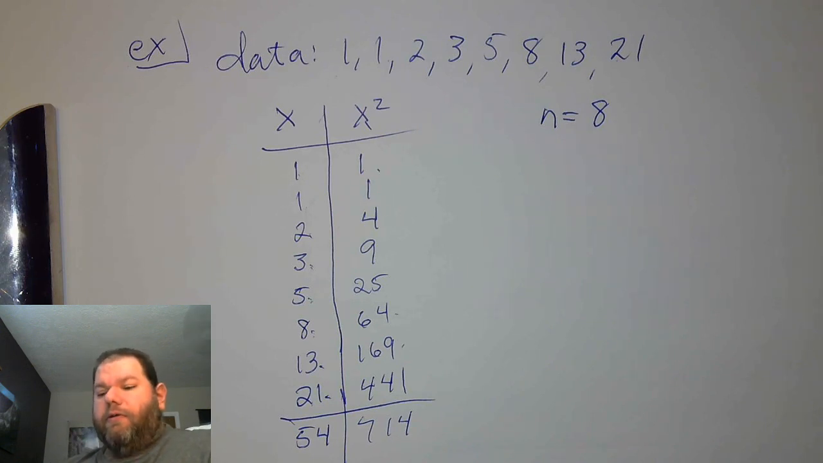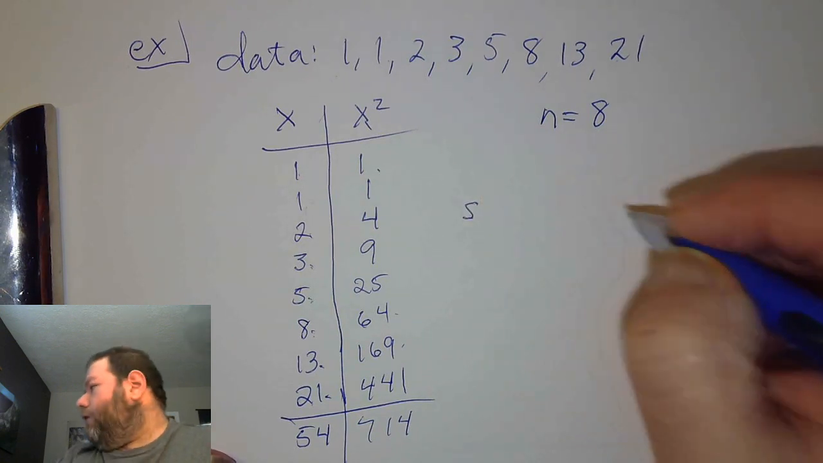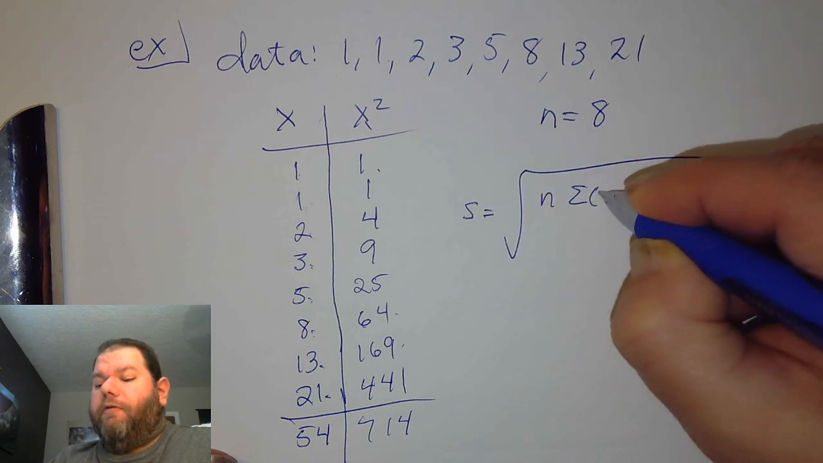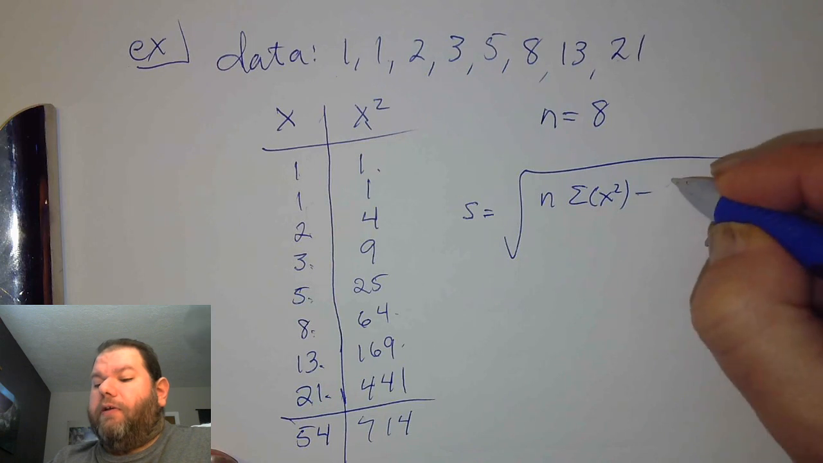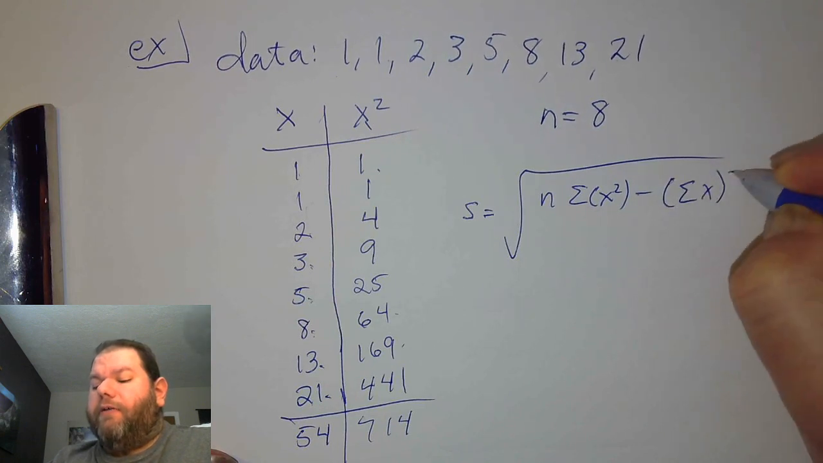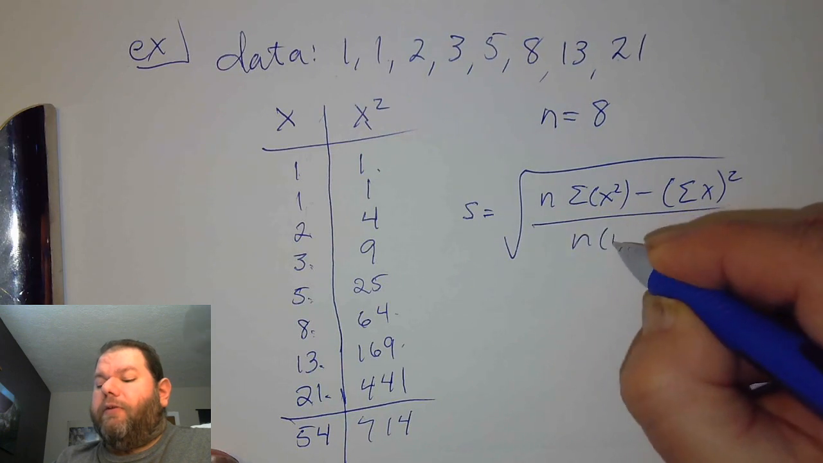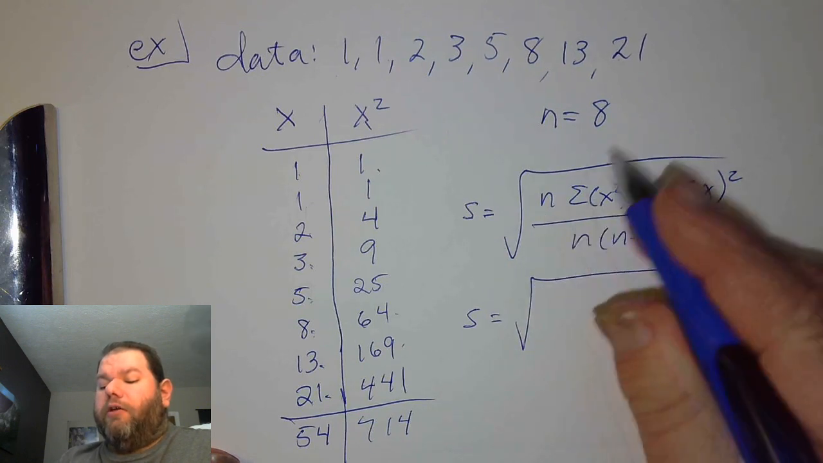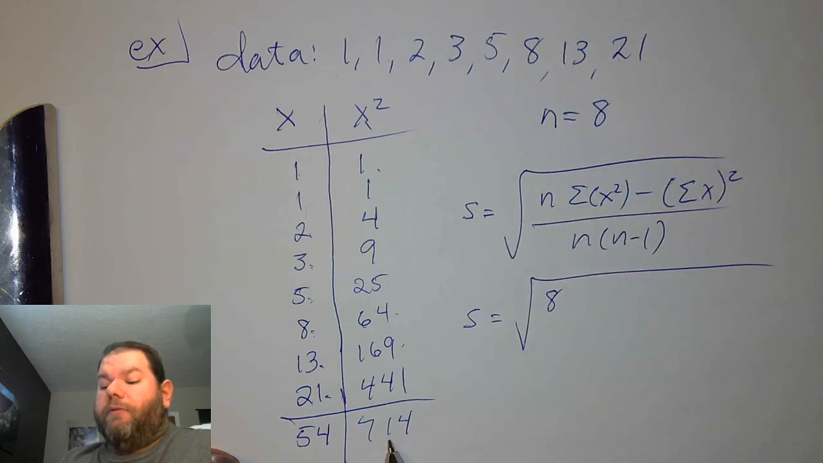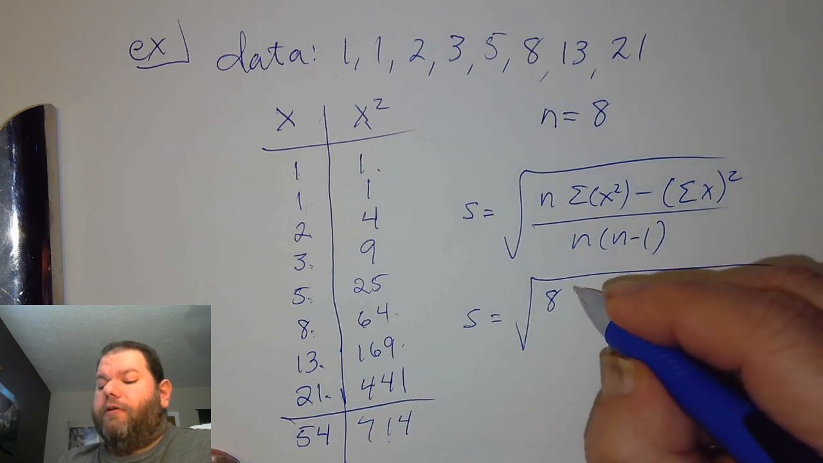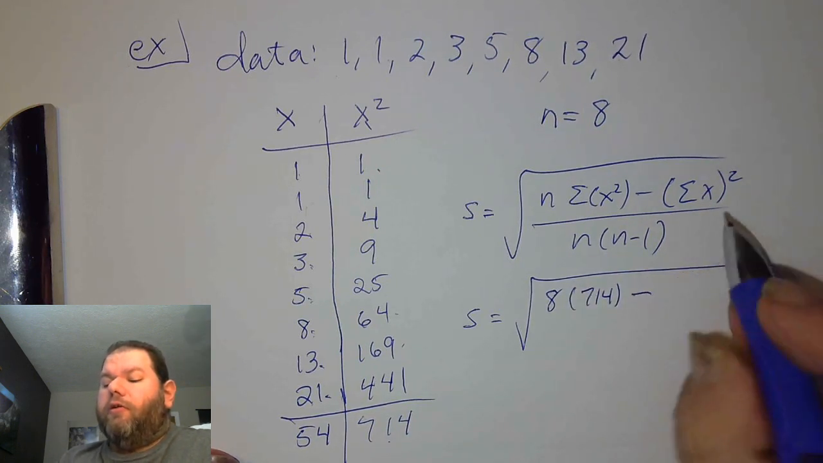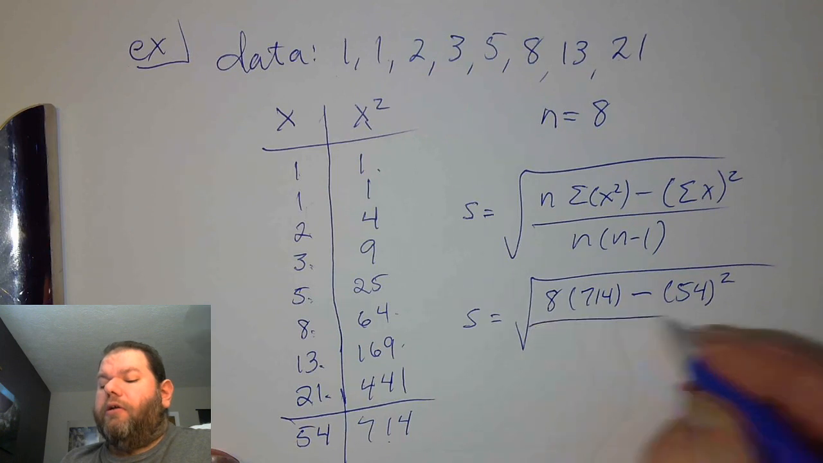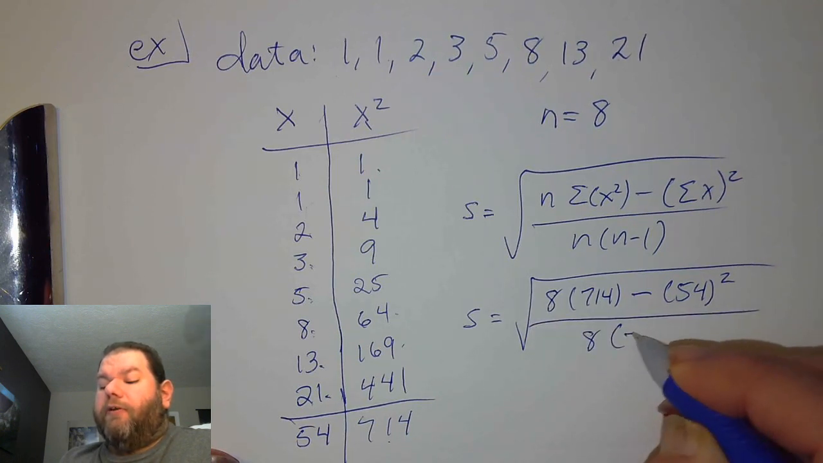All right. So here's our formula again. s equals the square root of n times the sum of x squared minus the square of the sum of x, over n times n minus 1. So n we said was 8. The sum of the x squares is 714. The sum of the x's is 54, squared. And then n is 8, so n minus 1 is 7.